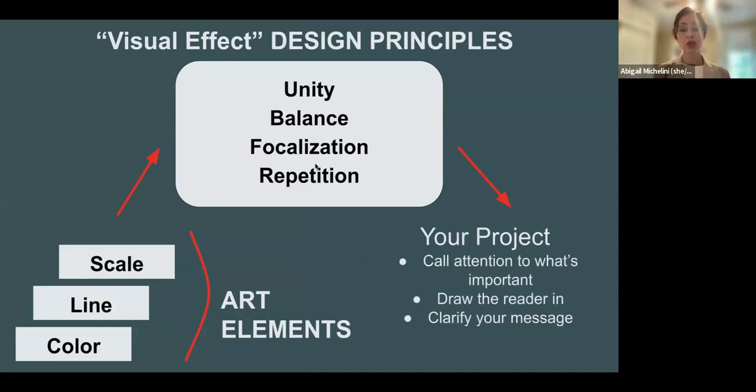Okay. So you want to use color, line, and scale, these art elements, to achieve the best design. The best design has all of these things, right? So when you go to design your character analysis project, you want to use scale, line, and color to call attention to what's most important, to draw your reader in, and to clarify your message. So everything in your design should help to clarify the message that you're saying about your character. Okay, so it shouldn't be confusing. Okay, ready to take a look at some examples?